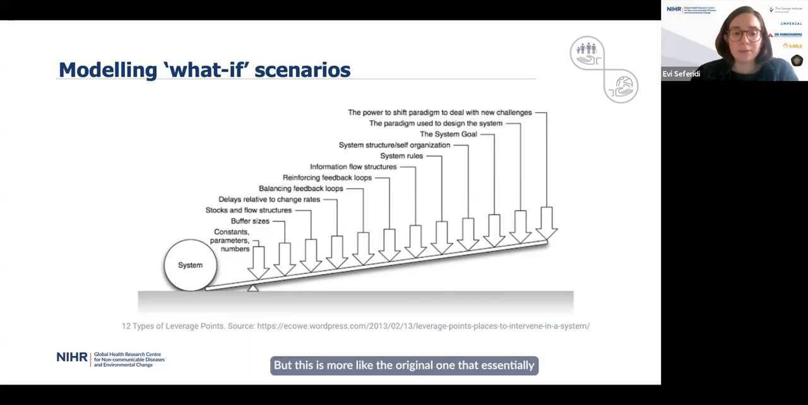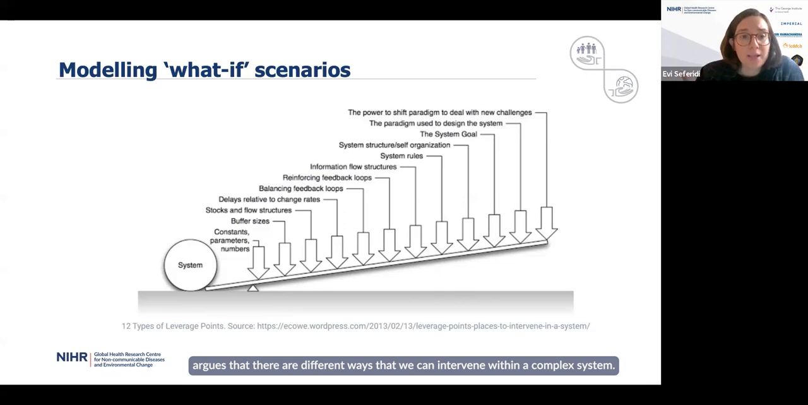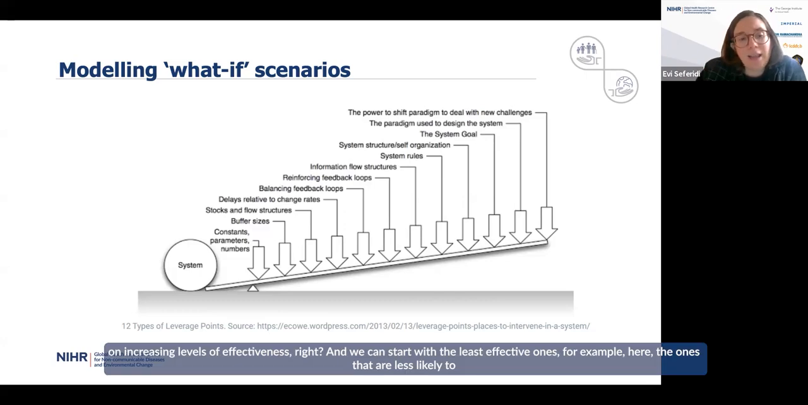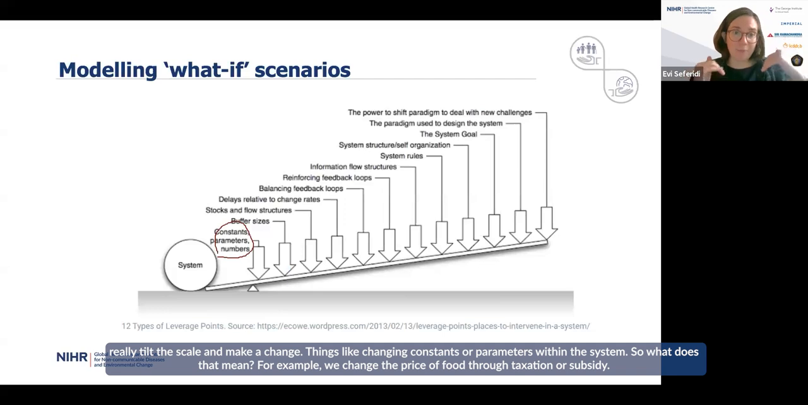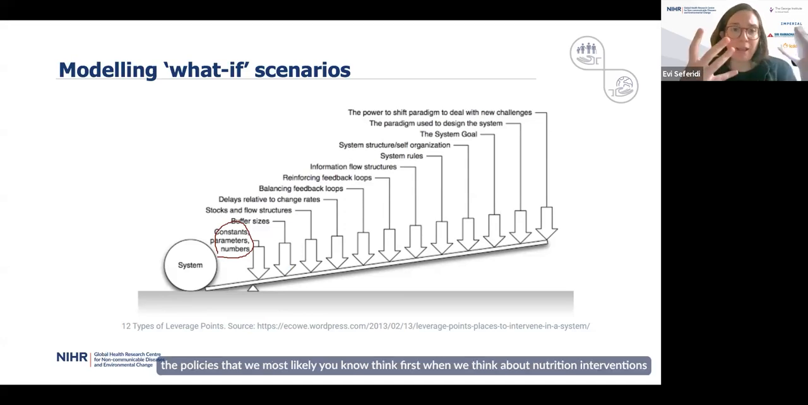But this is more like the original one that essentially argues that there are different ways that we can intervene within a complex system on increasing levels of effectiveness, right? And we can start with the least effective ones, for example, here, the ones that are less likely to really tilt the scale and make a change. Things like changing constants or parameters within the system. So what does that mean? For example, we change the price of food through taxation or subsidy. These are the policies that we most likely think of first when we think about nutrition interventions.